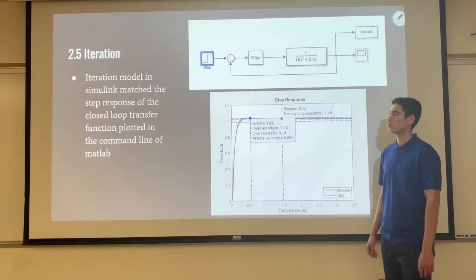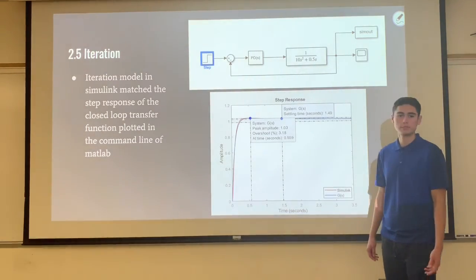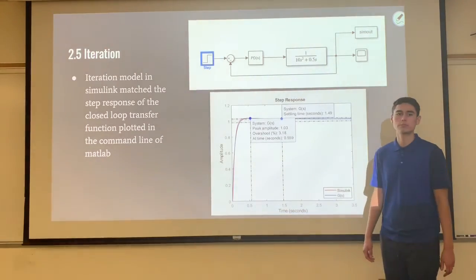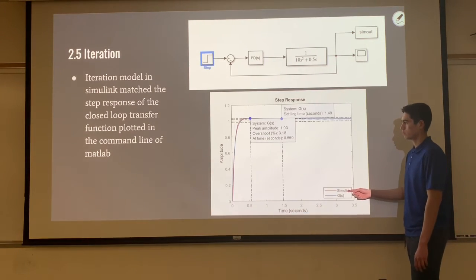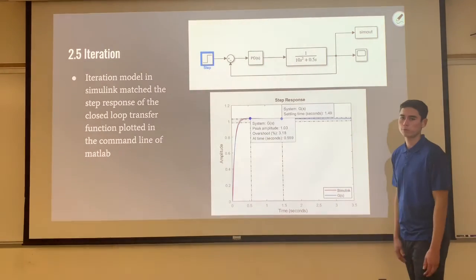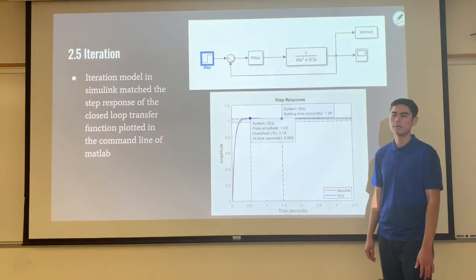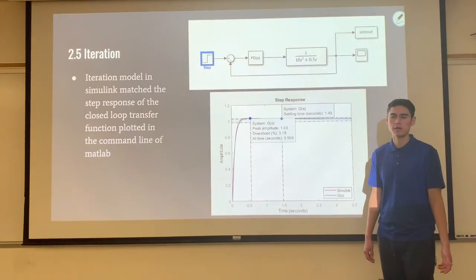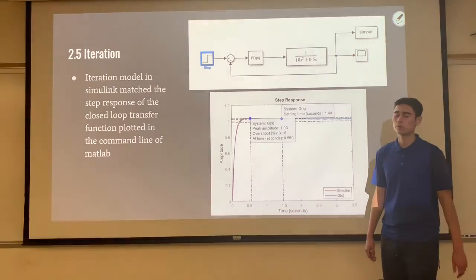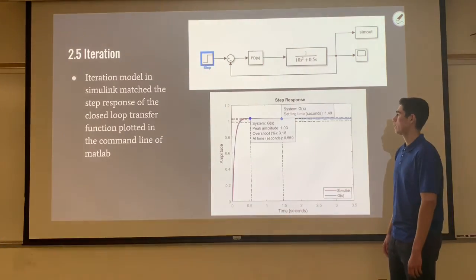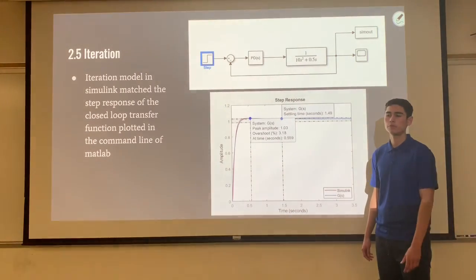After iterating the model in Simulink, we realized that the step response matched, proving our results even more valid. As you can see, the step response from Simulink matched the step response as when we ran it in command lines within MATLAB. We plugged in our Kp, Kd values, and then we took a step response of that, and they matched. The peak amplitudes were both 1.03, the overshoot was 3.18, which was exactly the same, and the settling time was also 1.49, proving our specifications.